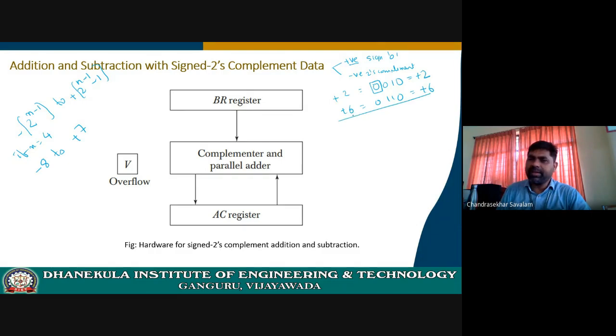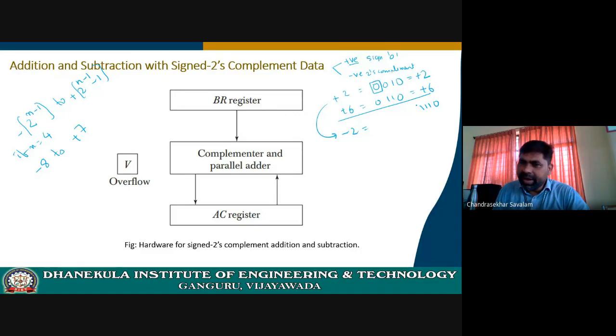The problem here is only with negative numbers. Negative numbers are represented in 2's complement. Suppose for the same 2, if you want to represent minus 2, first take the plus 2 value, 0, 0, 1, 0. Take the 2's complement of this value, 1, 1, 0, 1. Add 1 here, 1, 1, 1, 0. So minus 2 can be represented as 1, 1, 1, 0 here. Have you understood, students? Yes, sir.